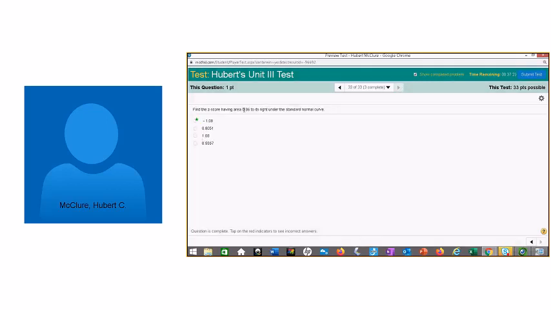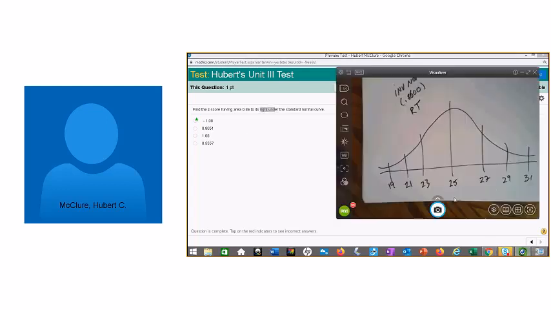Find the z-score having the area 0.86 to the what? To the right. So that would be, if you have a new calculator, inverse norm 0.8600 and right tail. If it asks for right tail. Okay, if it doesn't ask for right tail, you do inverse norm to 0.86.